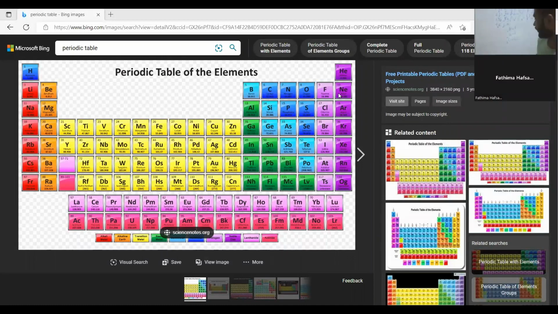Right. Now you tell me for the next element. The atomic number for the next element is 4. Now you tell me the electronic configuration for it.